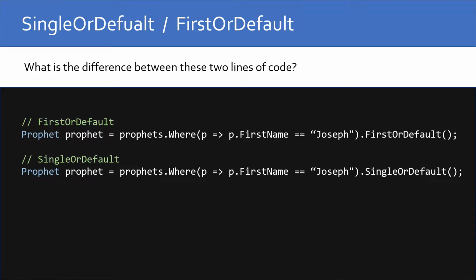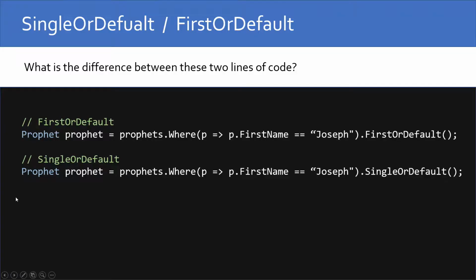So with single or default, like you said, it's only looking for one result. And in fact, because of that, it's a little less performant because it'll find the first result and then it will continue to loop through your data source until it finds a second one. And if it finds a second one, it'll throw an error. Whereas first or default is a little more performant because as soon as it finds the first one, it'll return that. So if you're looking for more performant code or if you're looking for more explicit code, either of these could be a good option for you.